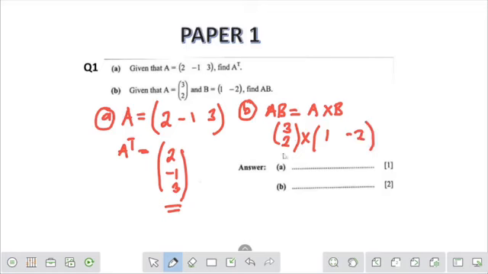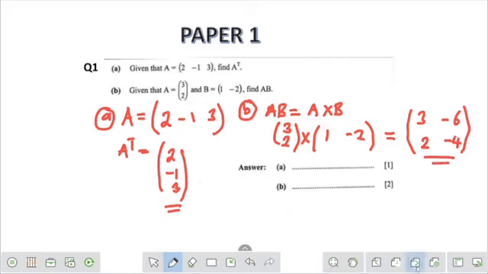So here we are now going to say row by column. Row we have a 3, column we only have a 1. So 3 times 1 gives us a 3. Again, row by column, 3 times negative 2 gives us negative 6. We are done. Again, row by column, 2 times 1 gives us a 2. Row by column, 2 times negative 2 gives us negative 4. So this is the answer.